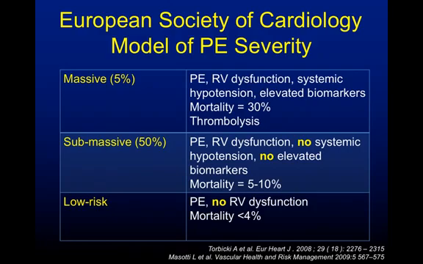Finally, the low-risk patients have no right ventricular dysfunction on imaging, and these have a much lower mortality and therefore might be considered for outpatient therapy.